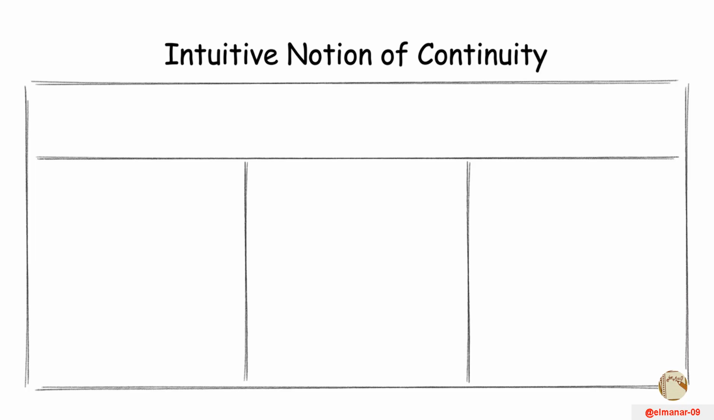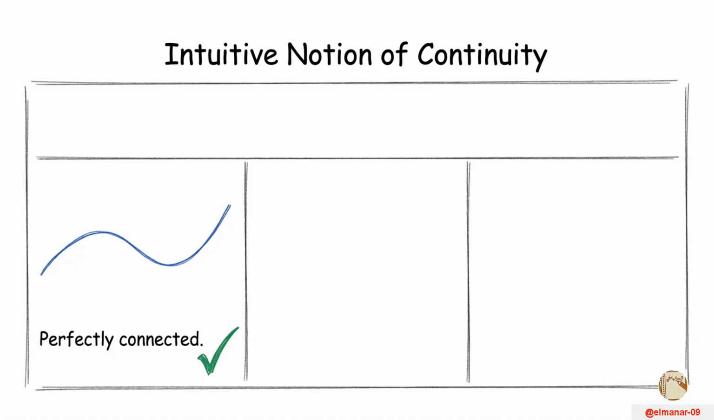Let's start with your intuition. Imagine you are drawing a path. If you can draw the entire curve from start to finish without ever lifting your pen, that is continuity. Look at the first box. Perfectly connected. This is what a smooth, continuous path looks like.